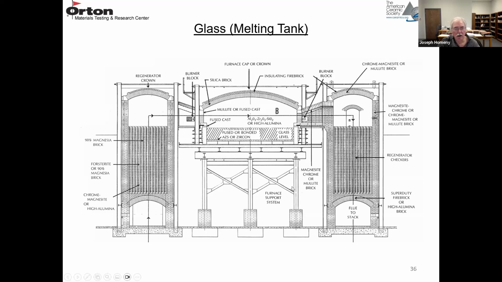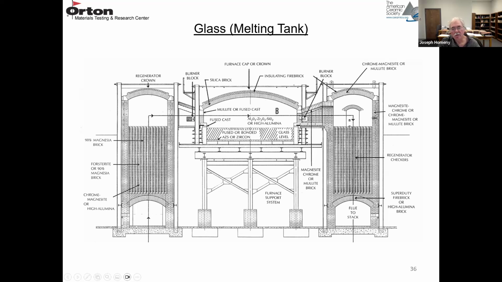So looking at the side here, here's your melting part. This is your glass tank. On each side of the glass tank are the regenerators. So here's your glass at the bottom of the tank. There's a burner over here. There's burners on both sides. So the flame goes over the melt. Here's your roof. So there's a radiation effect here that melts the glass.